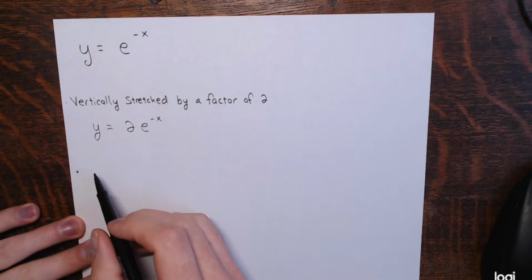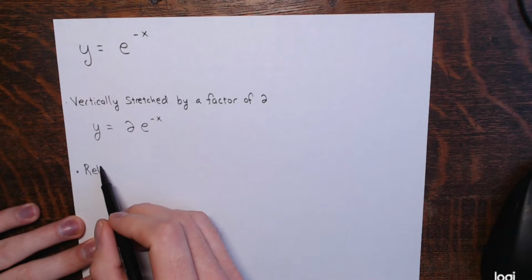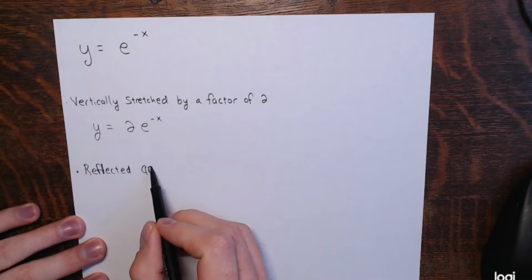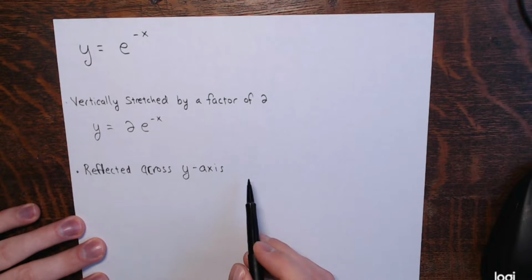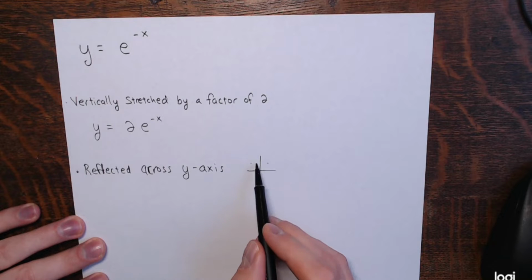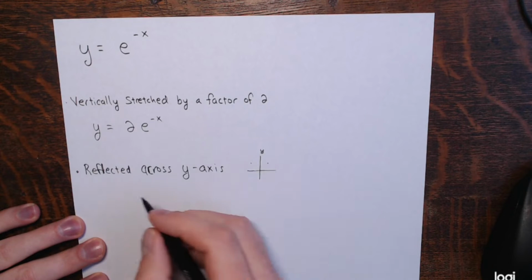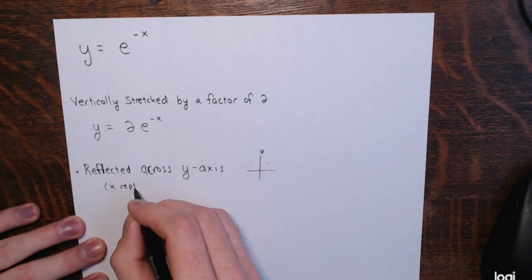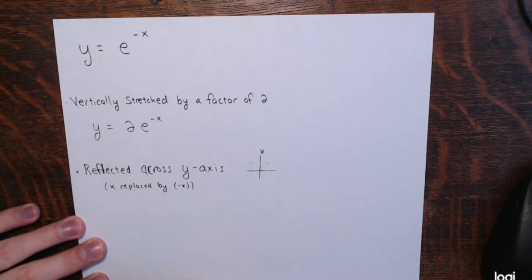Next, the next transformation is reflected across the y-axis. Now, reflecting across the y-axis, remember, is a horizontal transformation. And that's where basically x is replaced by the opposite of x. That'll cause a horizontal reflection, a reflection across the y-axis.